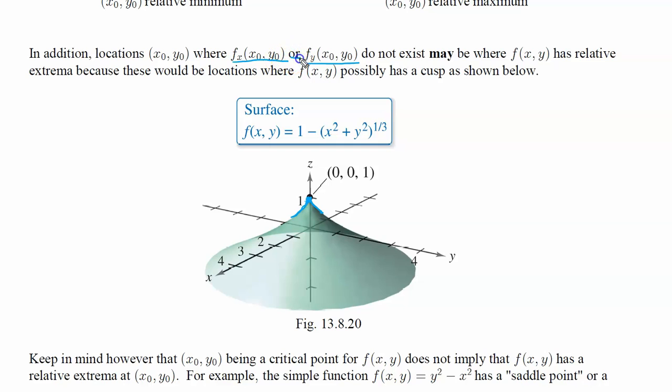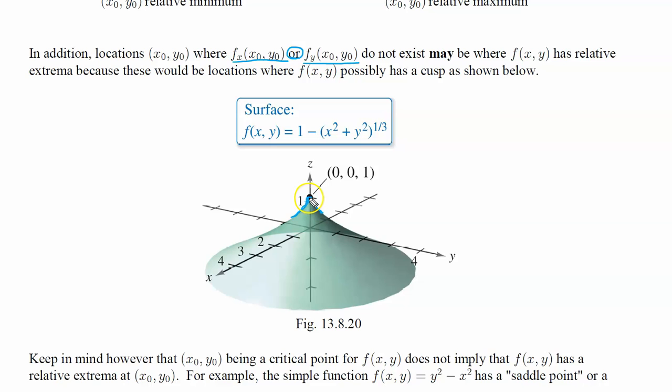Now you only need an or statement here because you could have the partial with respect to x. If you cut a plane through your surface parallel to the zx axis, it could form a cusp at x0, y0, so it wouldn't be differentiable with respect to x. But if you cut a plane through it parallel to the zy axis, it might still be differentiable with respect to y at x0, y0. So you only need an or here.